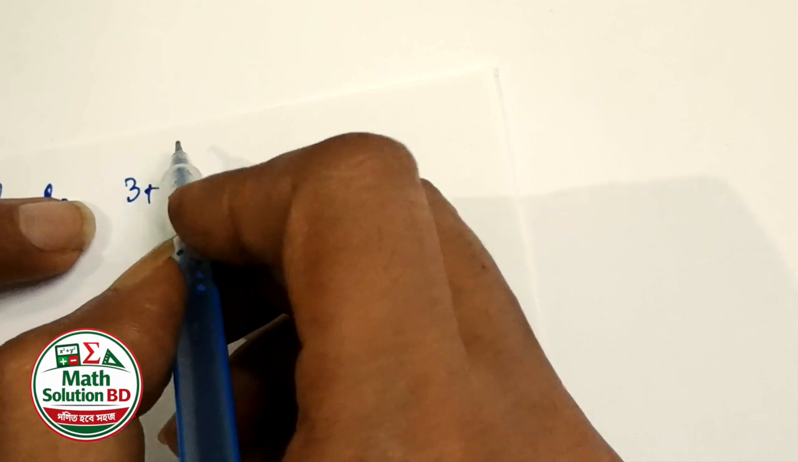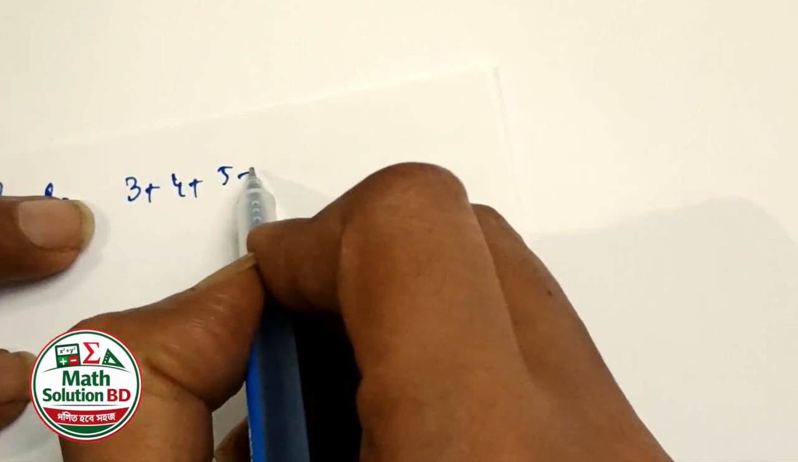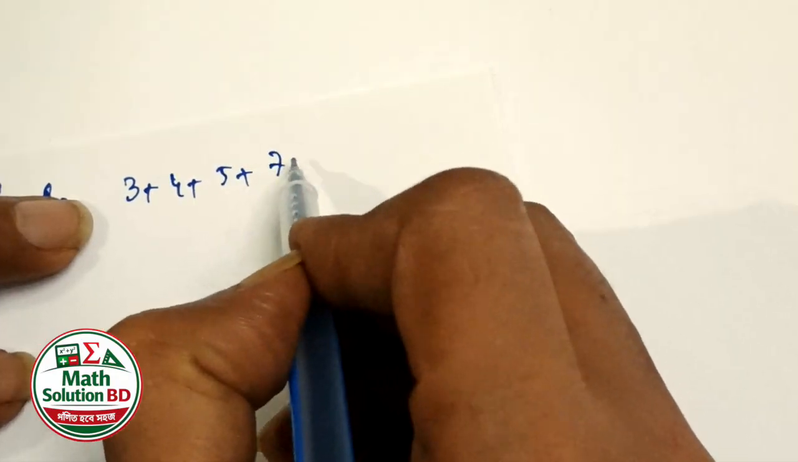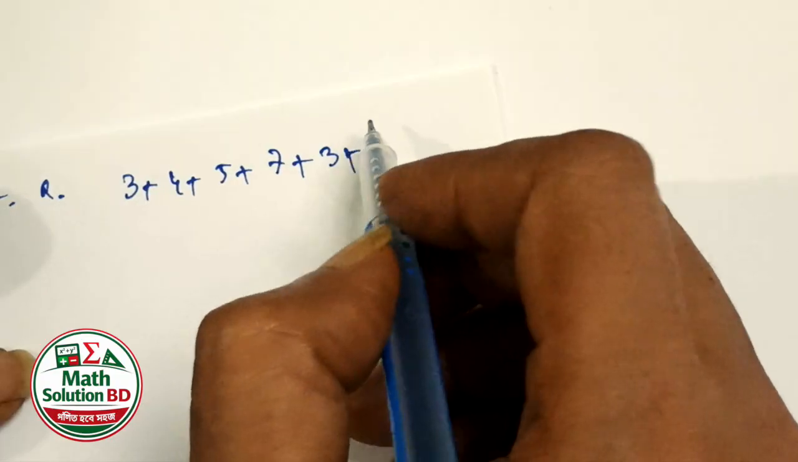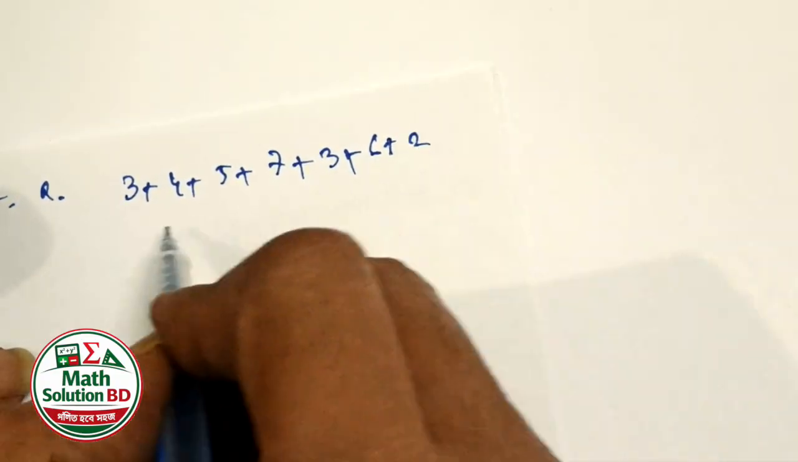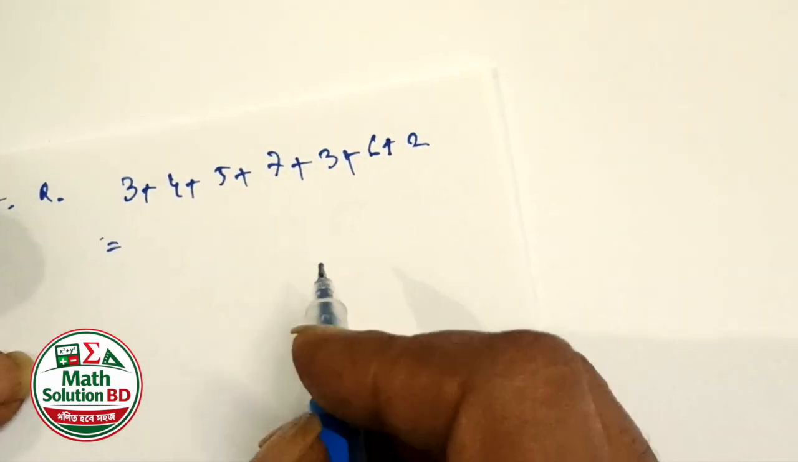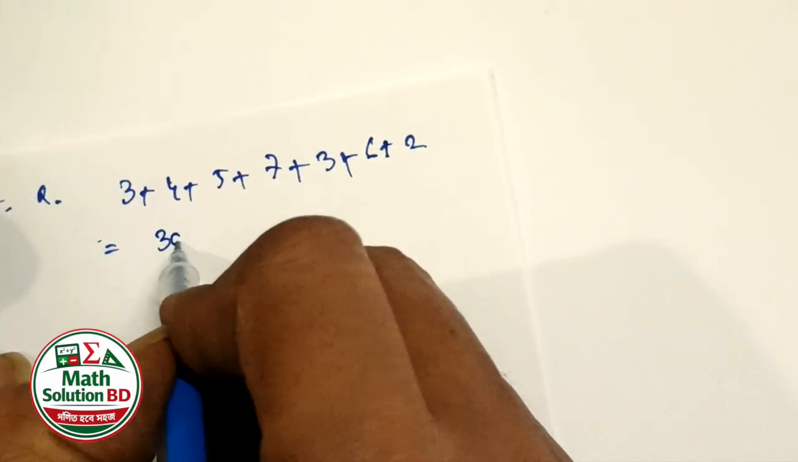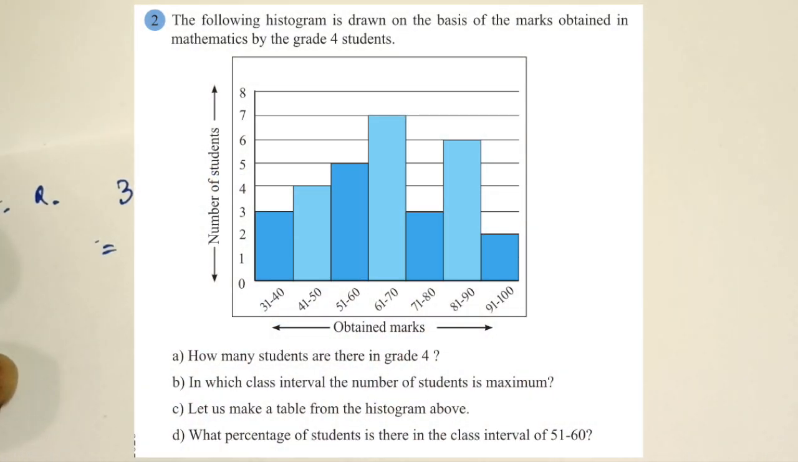3, 4, 5, 7, 3, 6, and 2. That means 30 students total. Okay.